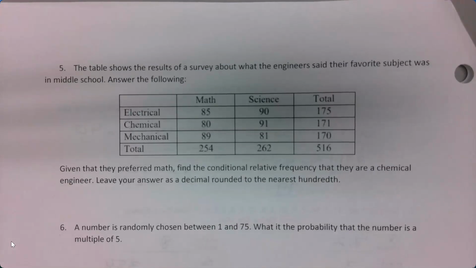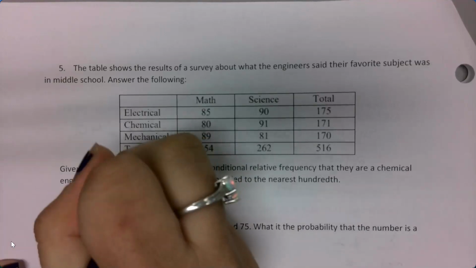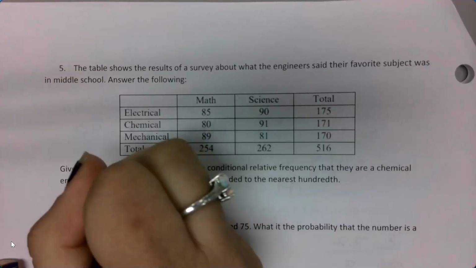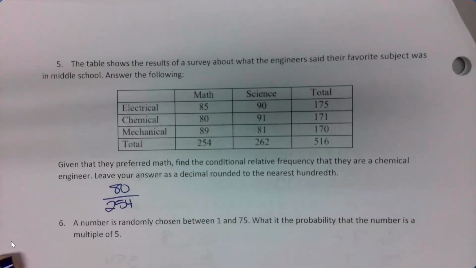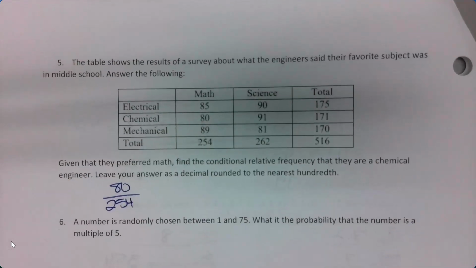Okay, this one says it's a table that shows the results of a survey about what the engineers said their favorite subject was in middle school. Answer the following. So I have math and science, and then I have electrical, chemical, and mechanical engineers. Given that they preferred math, find the conditional relative frequency that they are chemical engineer. So chemical engineers who liked math are 80, and the total math is 254.